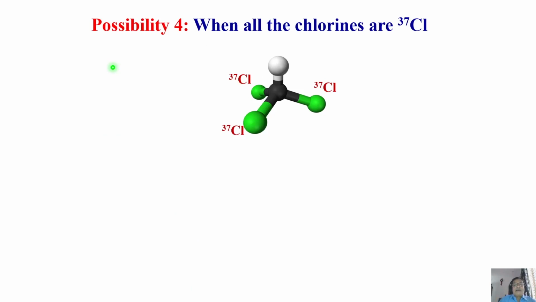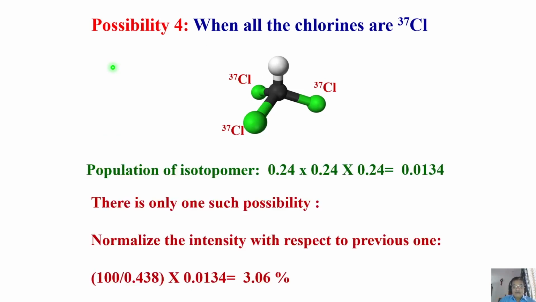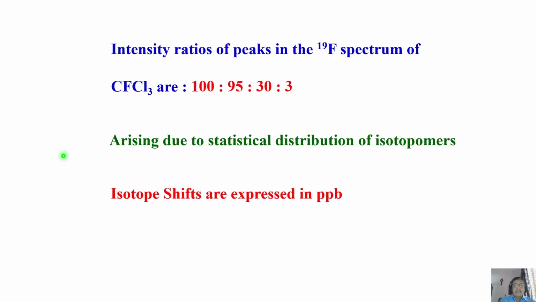And we also saw the probability for chlorine-37, and we found out the intensity is 3%. As a consequence, we knew the intensity ratios of the peaks in CFCl3 are 100, 95, 30 and 3. Remember, when we understood a single spin system giving multiple peaks, we discussed this isotopic effect. I didn't say it is an isotopic effect explicitly there, but now it is. Of course, I think I mentioned it, but in any case, I am explaining to you now.